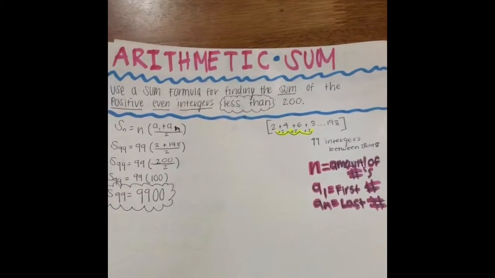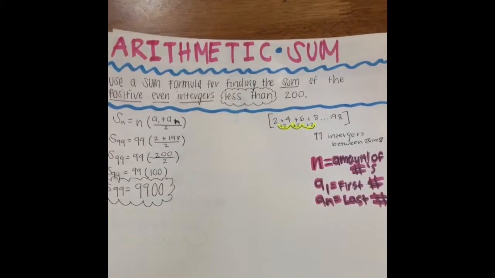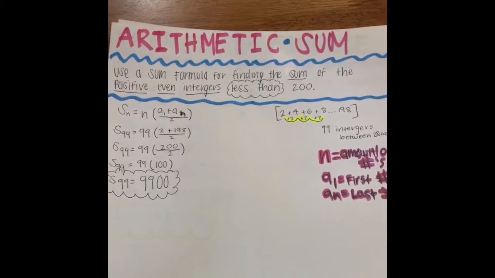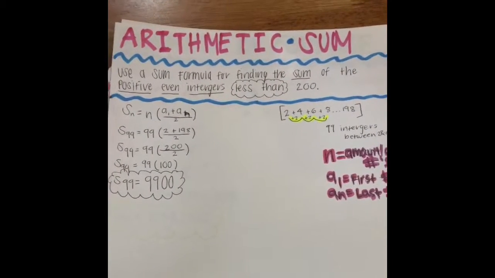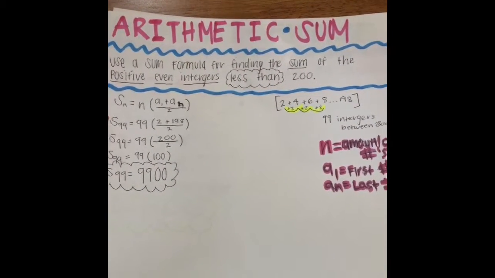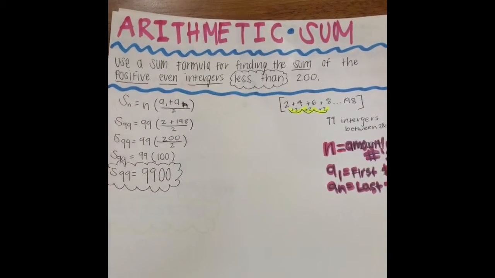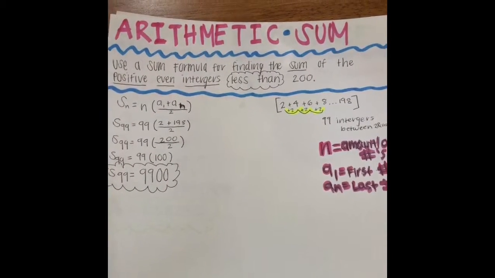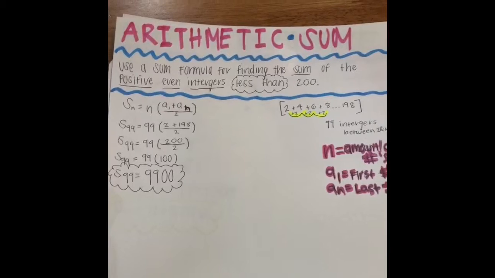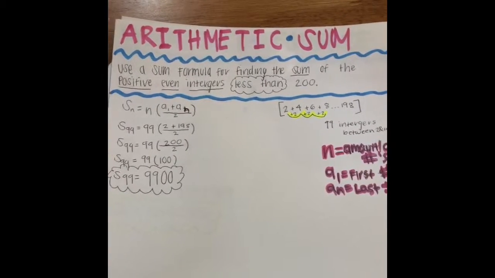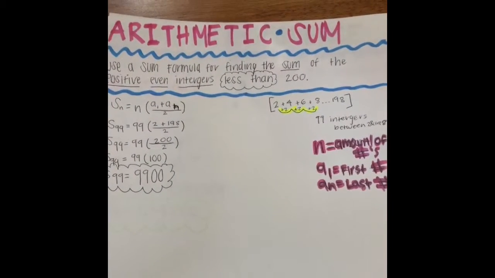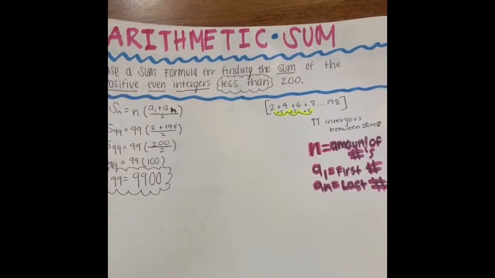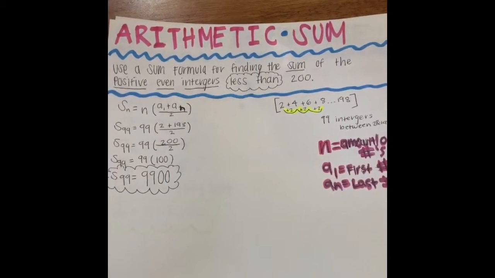So here we have n equals the amount of numbers, a sub 1 is the first number, and a sub n is the last number. So you plug in 99, and then you do 198 plus 2. You have 200 divided by 2, which is 100. Then you just do 99 times 100, which equals 9,900, and that is the sum of the positive even integers less than 200. And this is our third problem.